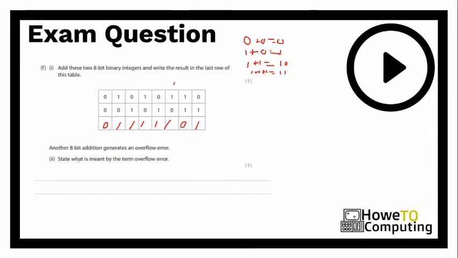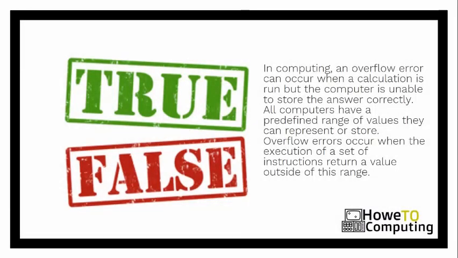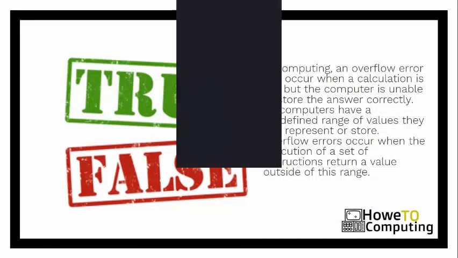And this here, state what is meant by an overflow error. So an overflow error is when the calculation exceeds the amount of bits needed, and then it would crash the program eventually. Okay, finally, in computing, an overflow error can occur when a calculation is run, but the computer isn't able to store the answer correctly. Is this true or is it false?